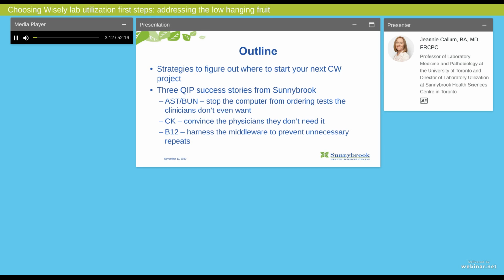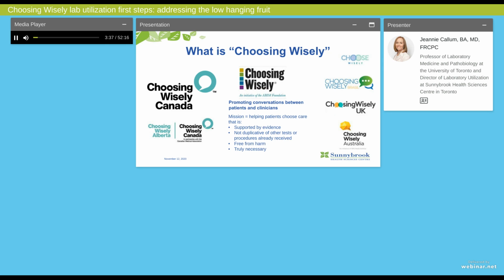Then I'm going to talk about stopping the CK use for cardiac injury. And for this, we had to convince the doctors that they didn't need it. They actually wanted it, but the system was also helping to order it. And then lastly, the B12, it was a completely different problem. The doctors were ordering duplicate tests because they couldn't see that the patient had a previous test. And so all these 3 things needed slightly different solutions, so I'm going to go through what we did for them. But before we go to that, let's talk about where you should start.